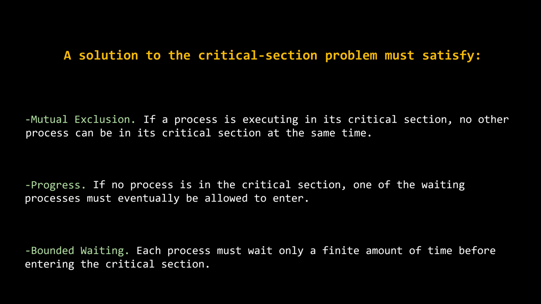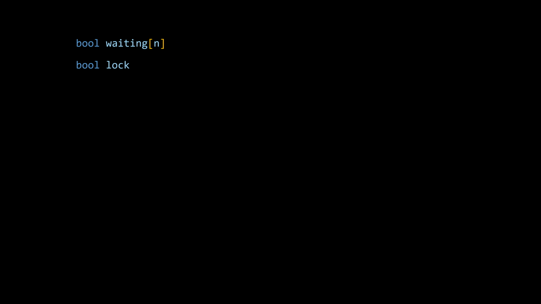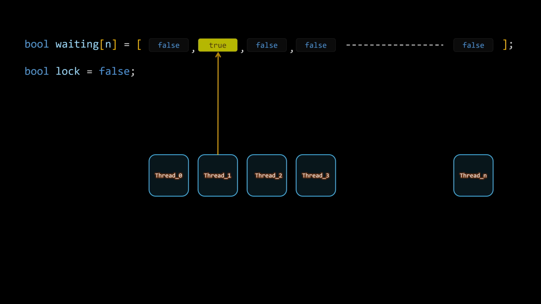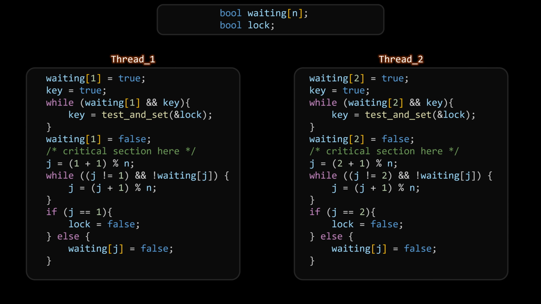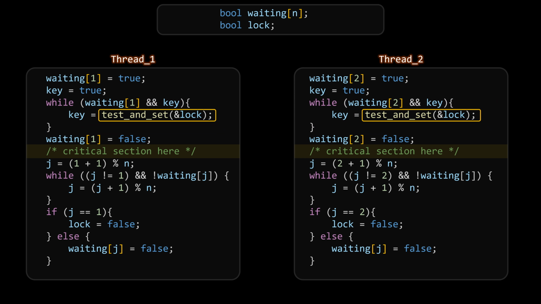A solution that satisfies all three requirements looks like this. It looks complicated, but the idea behind it is actually simple. An array is used so each thread can indicate its intent to enter the critical section. The lock variable is still used to indicate whether the critical section is currently occupied. To enter the critical section, two conditions must now be satisfied to break the loop, and one of them depends on an atomic operation. This ensures that only one thread can break out of the loop, while all the others remain stuck until it is safe to enter the critical section, just as in the algorithms we explored earlier.